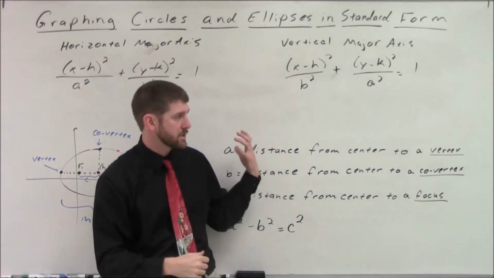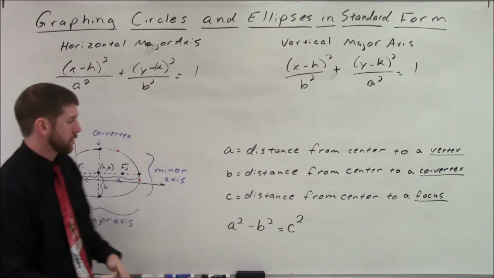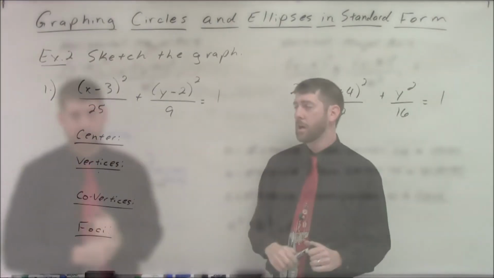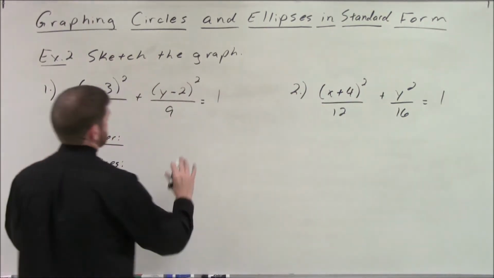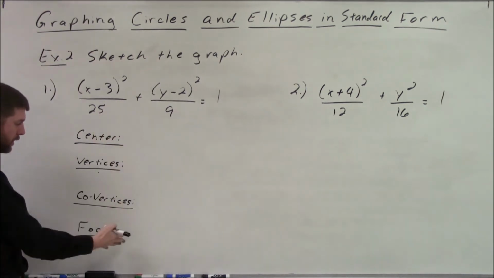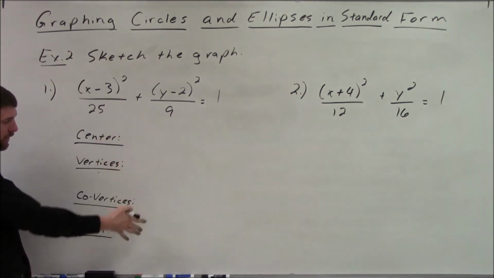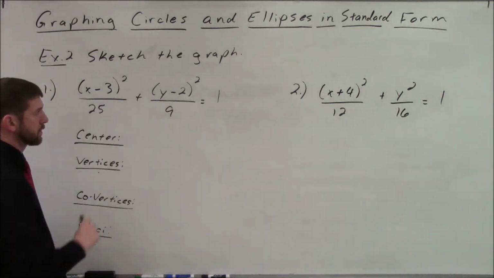Give me a couple seconds, I'll get some examples up here and we'll look at how to put all this information together to create our own graphs of ellipses. So here we have two examples that we're going to work through. I'll work through the first one, and I'll let you take a shot at the second one. As we go through, we want to identify these key points, put them on a graph, connect the dots, and you've got your graph of your ellipse.